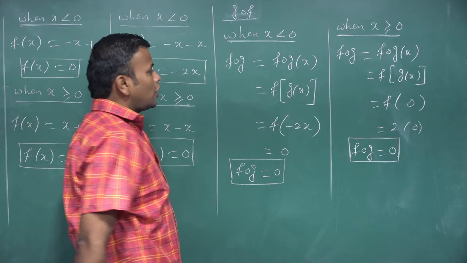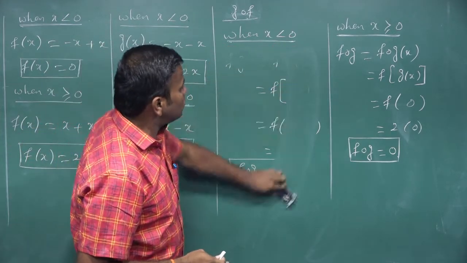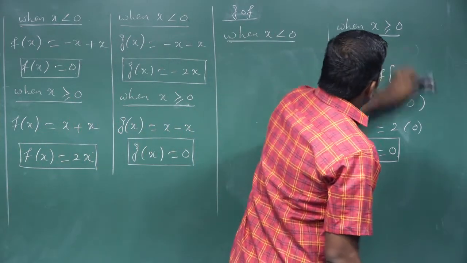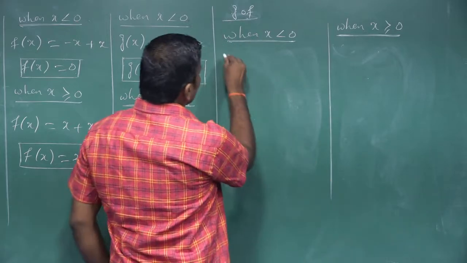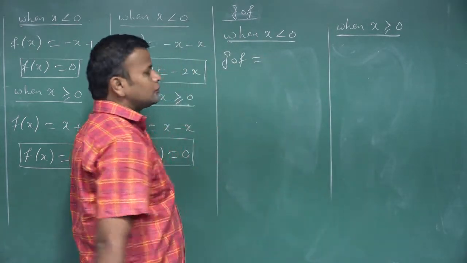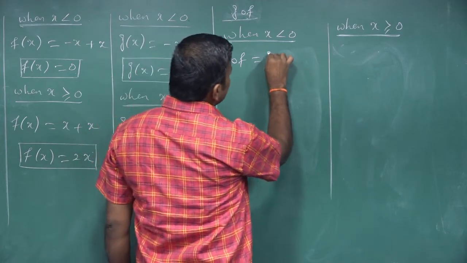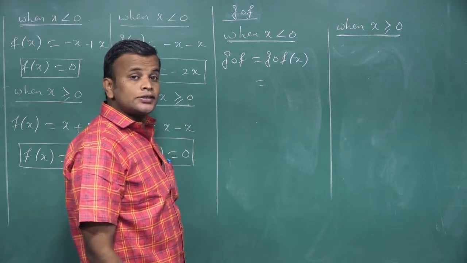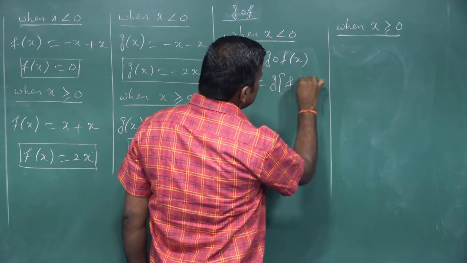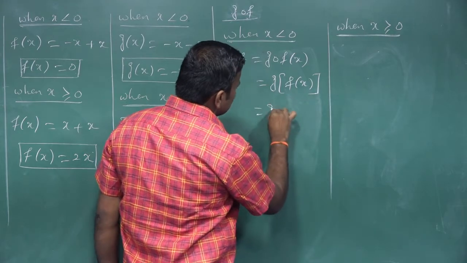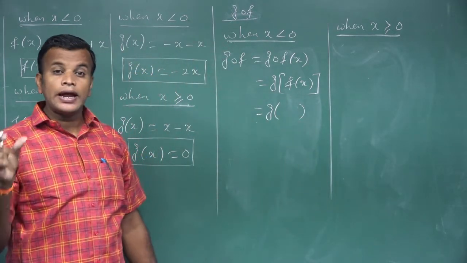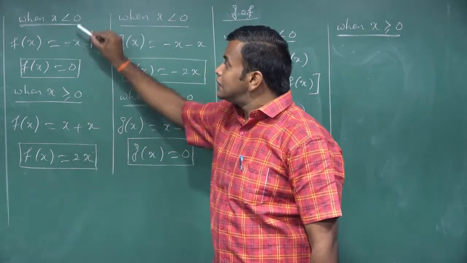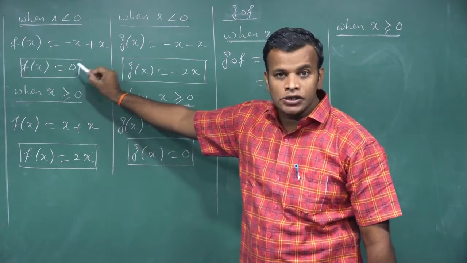To find g∘f in both the cases, when x is less than 0 and when x is greater than 0. So I write here, how to write g∘f? We write g∘f as g of f of x. What is the next case? G of f of x. First we enter the value of f of x when x is less than 0. When x is less than 0, f of x is defined as 0.